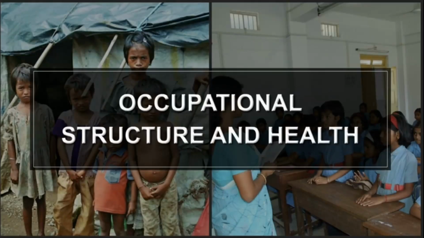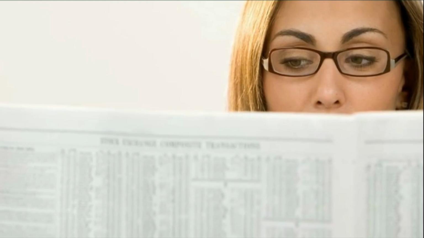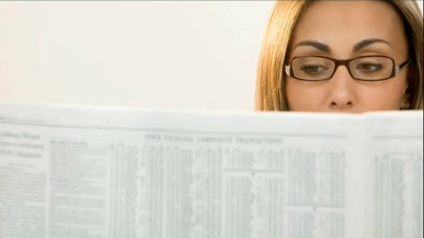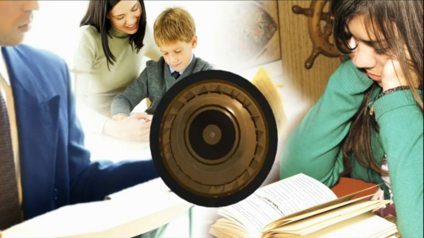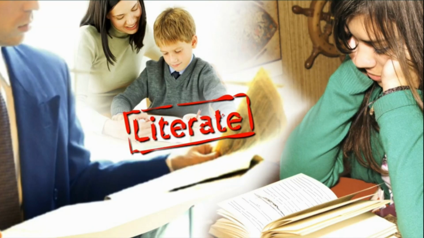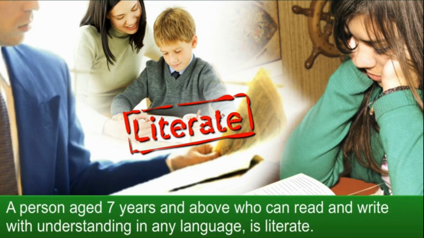The occupational structure and health of a population. Literacy is a very important indicator of the quality of a population. As per the census of 2001, a literate person is aged 7 years and above and can read and write with understanding in any language.